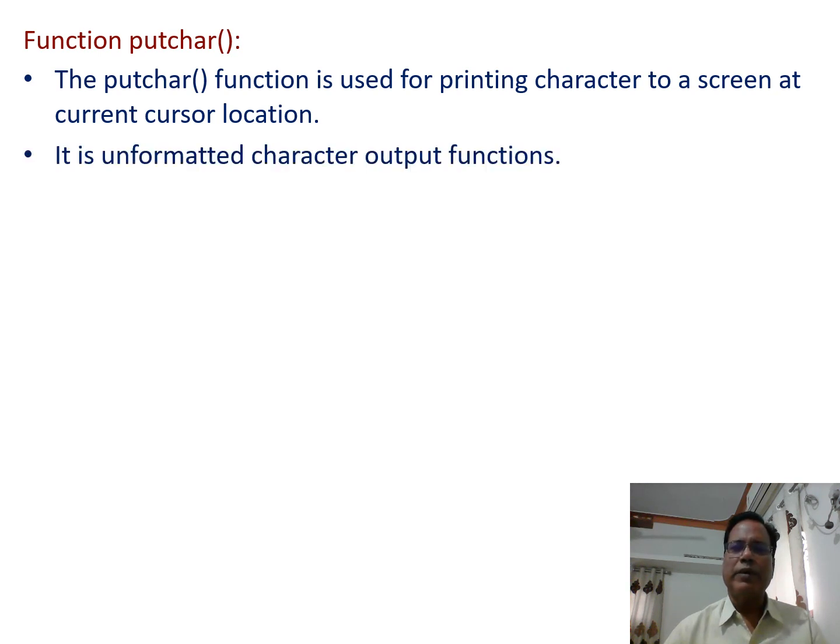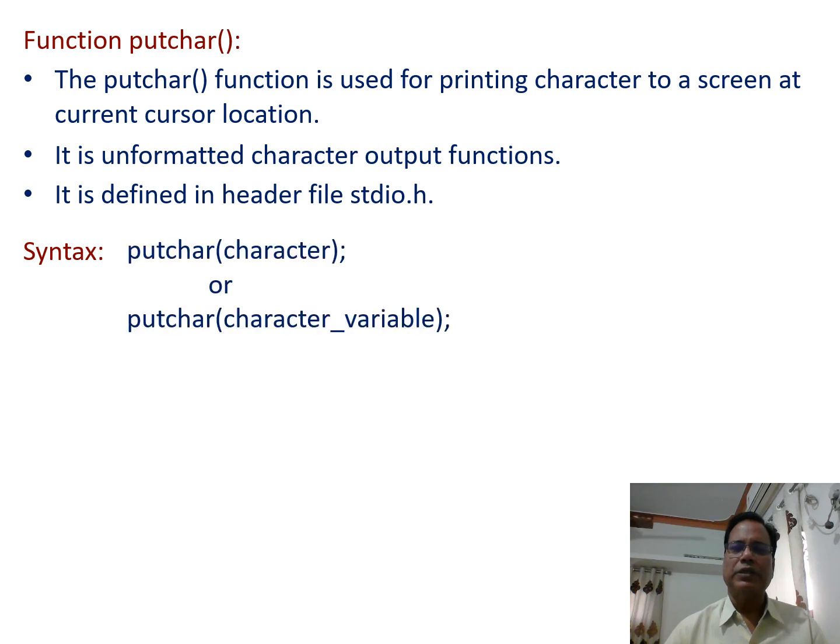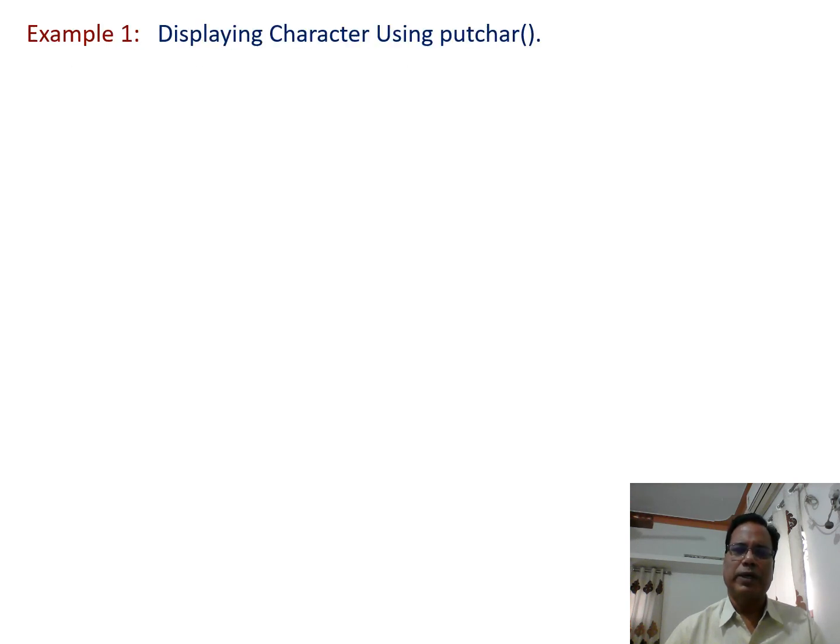It is an unformatted character output function. It is defined in the header file stdio.h. The syntax for this function is putchar. Whatever character is written is displayed on the output screen. In brackets we write the character variable. So this is the syntax for putchar.